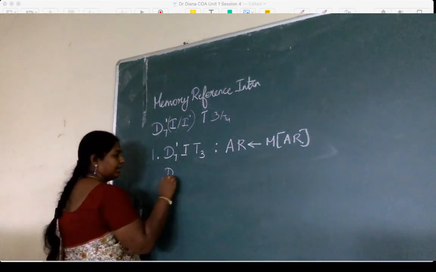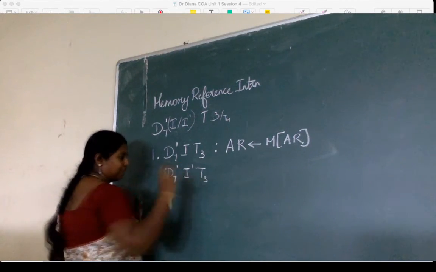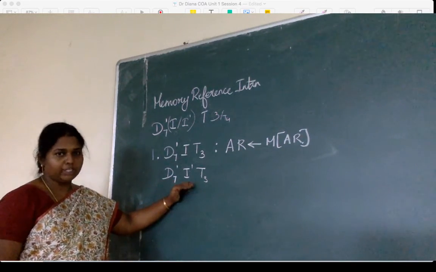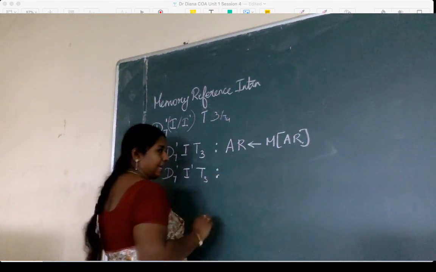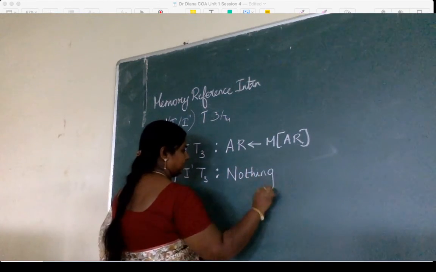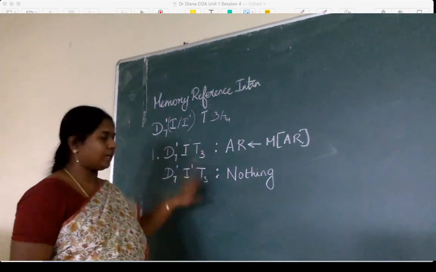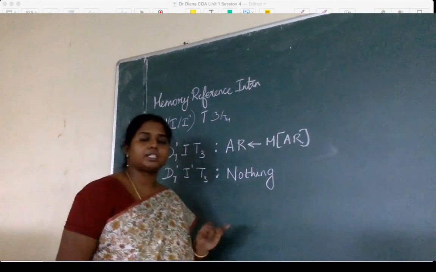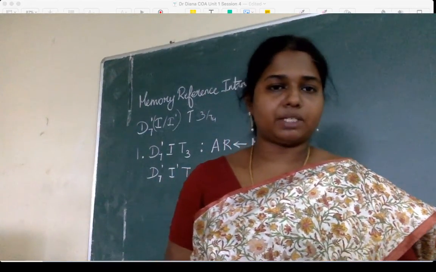If D7', I', T3 means D7 is 0, it's a memory reference instruction, and I' means the I value is 0 at T3. It's a direct memory reference instruction, so I will do nothing here. Is that clear? So we have completed time cycle T3 for memory reference instruction. We are going to start executing our memory instruction only from time cycle T4.